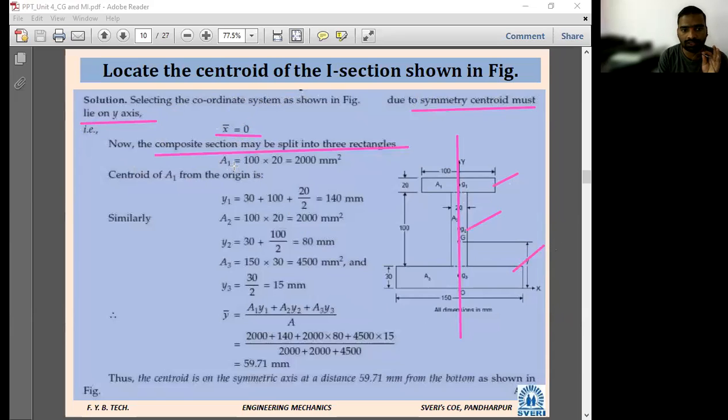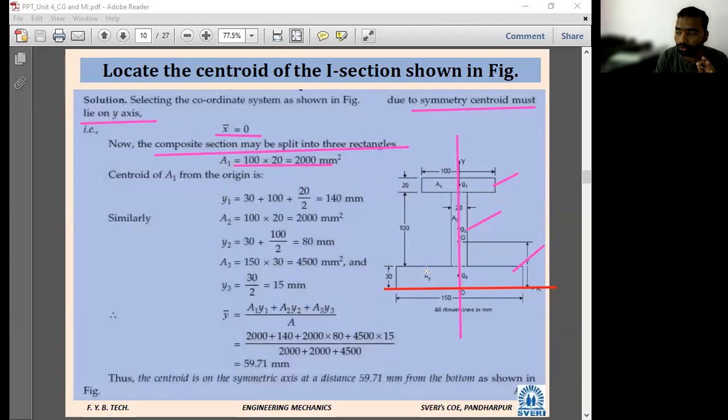See, the area of rectangle 1 is 100 into 200. So 100 into 200 comes. Next, calculate its y1. So y1 means along the y direction. Correct? So where is the reference axis? Where is your reference axis first of all? This is your reference axis, the x-axis, and this is y bar, this is x.